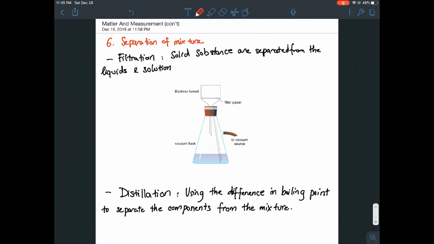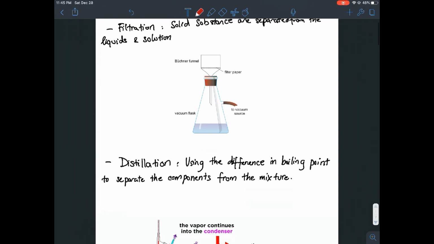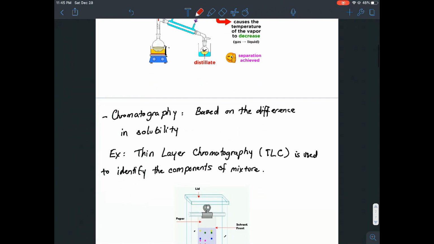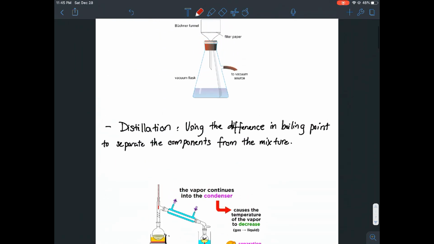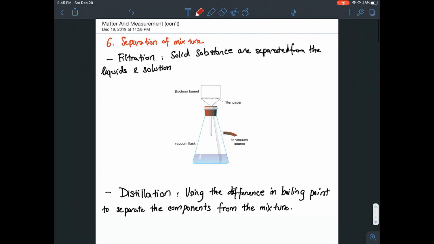Today we continue the lecture Matter and Measurement. We're going to talk about the separation of the mixture. Basically, we have three methods to separate a mixture. The first one is filtration. The filtration method is a technique to separate the solid substance from the liquid and the solutions.